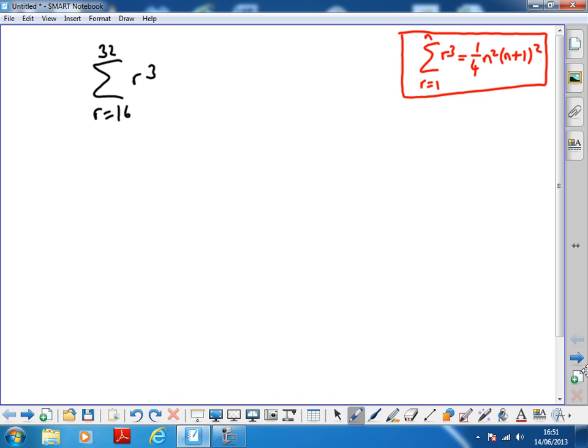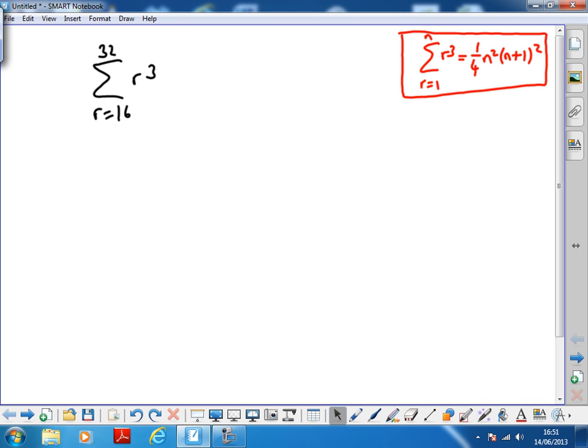So we're trying to do this sum. We're trying to do the sum of r cubed from r equals 16 to 32. And obviously we're going to want to use this formula that we've learned for the sum of r cubed. But we can't, not directly, because in the question it says r equals 16 at the bottom, and in the formula it says r equals 1 at the bottom. So we're going to have to learn how to deal with that.